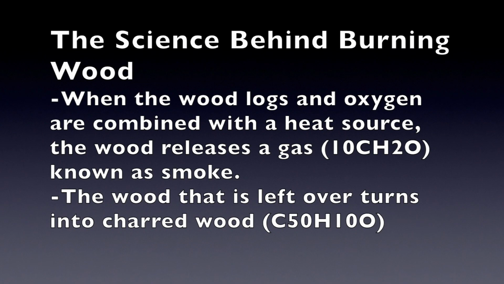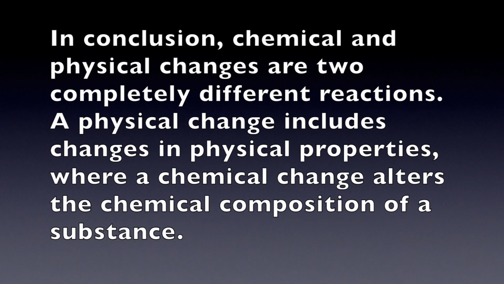The science behind burning wood. When the wood logs and oxygen are combined with a heat source, the wood releases a gas, 10CH2O, known as smoke. The wood that is left over turns into charred wood, C50H10O. In conclusion, chemical and physical changes are two completely different reactions.